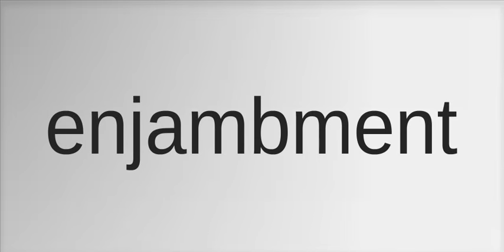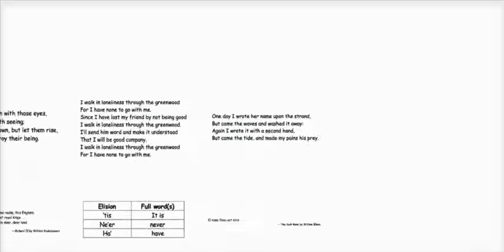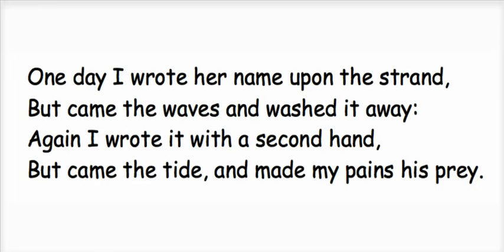Enjambment, as the French would probably pronounce this beautiful word. In poetry, it's where a line carries over into the next line. So a sentence in a poem that doesn't end at the end of the line, it actually carries on into the next line or even the next stanza. Here's an example from Edmund Spenser. One day I wrote her name upon the strand, but came the waves and washed it away. Again I wrote it with a second hand, but came the tide and made my pains his prey.